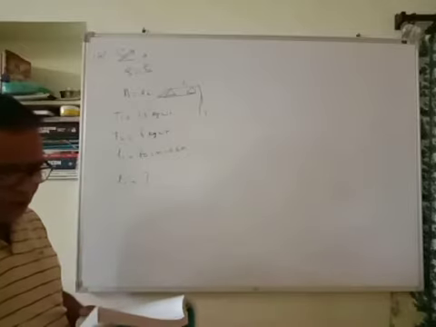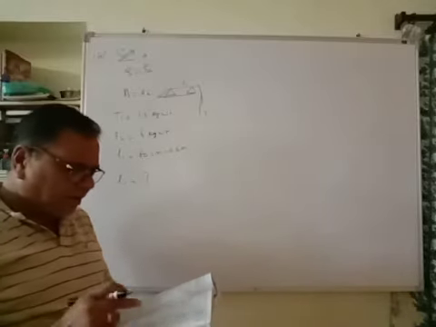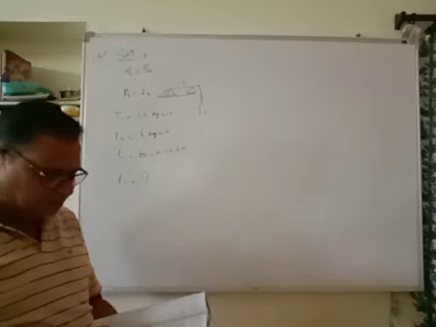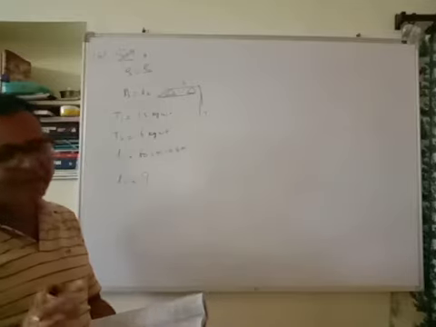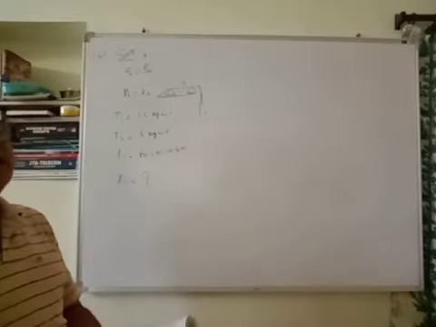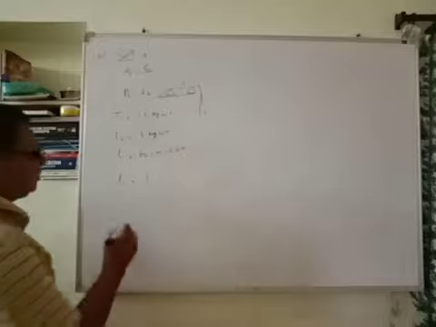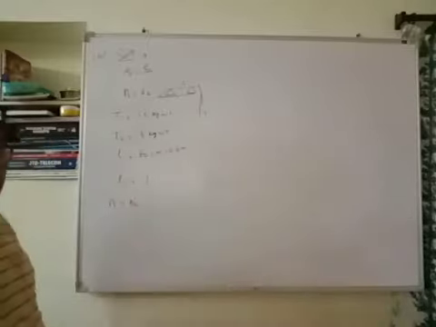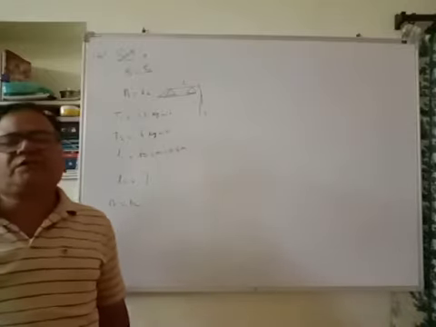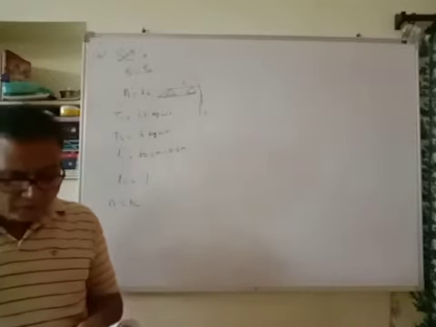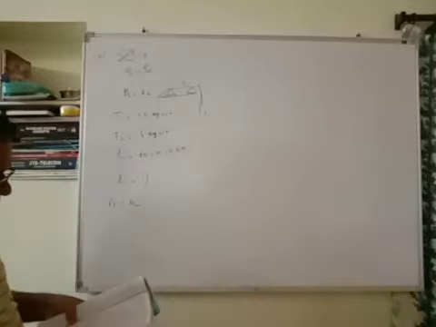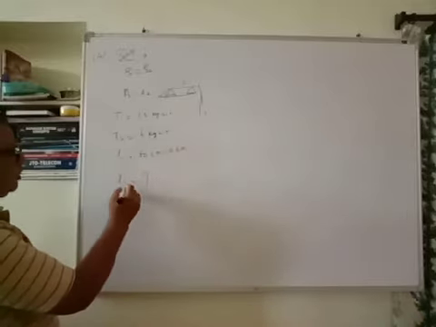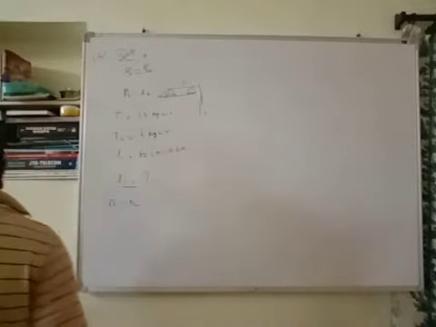The important thing is the vibrating length of the first wire is 60 centimeter and its fundamental frequency of vibration is the same as that of the second wire. That means both the wires are vibrating with the same frequencies. N1 is equal to N2. What we have to determine? Calculate the vibrating length of the second wire, L2.